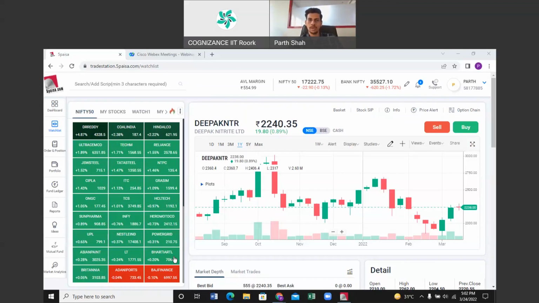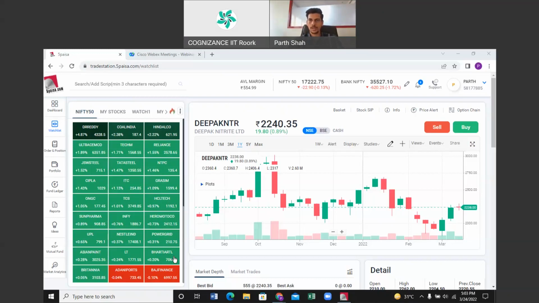And similarly, for trading in options, you should always look at the volatility index, the Indian volatility index, which is called India VIX, right? That will give you an idea about the volatility in the market. If India VIX is higher than 15, it means the market is highly volatile. If it is less than 15, the market has low volatility at this particular point in time. Then you can decide what kind of strategies you want to execute.